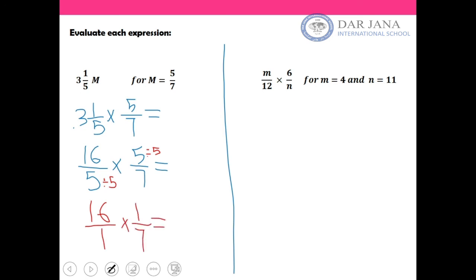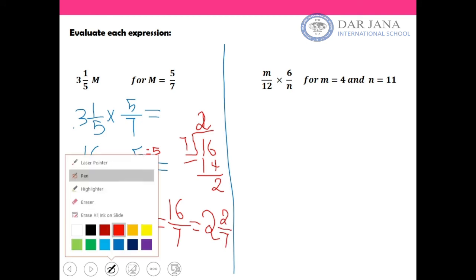And the answer will be 16 times 1, it's 16. 1 times 7 is equal to 7. I have to divide. So 16 divided by 7 equals 2. 2 times 7 is 14, and the remainder is 2. So it's going to be here 2 and then 2 over 7. That's the final answer.